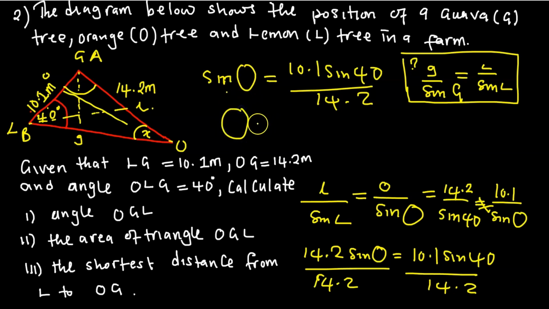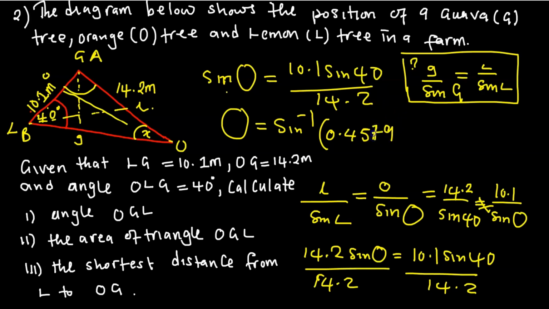And when you divide here, to find O, because we are interested in finding O, you are going to have O equal to sine inverse of whatever you're going to find here, which is 10.1 sine 40 divided by 14.2. So to confirm, what I'm finding here is 0.4519, that is 57, please.